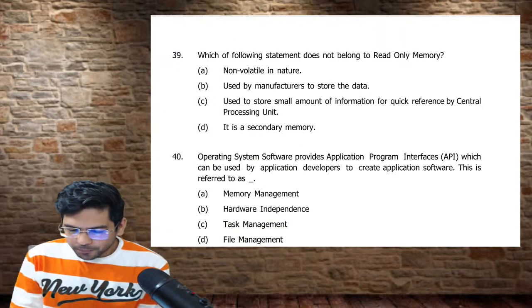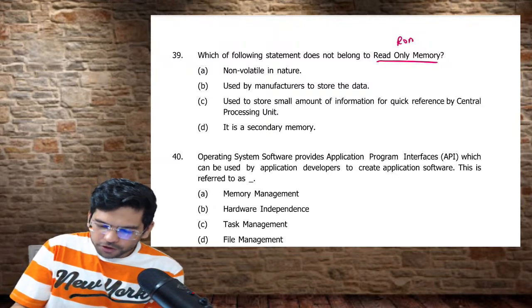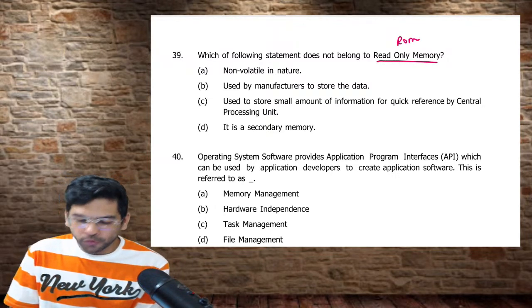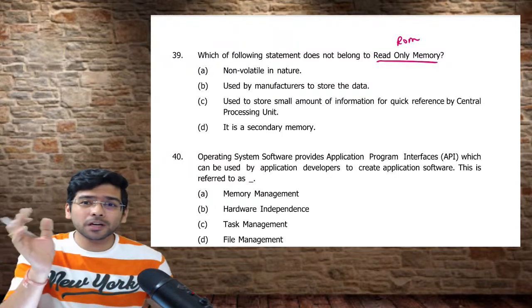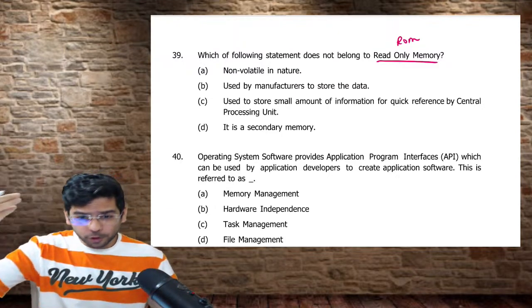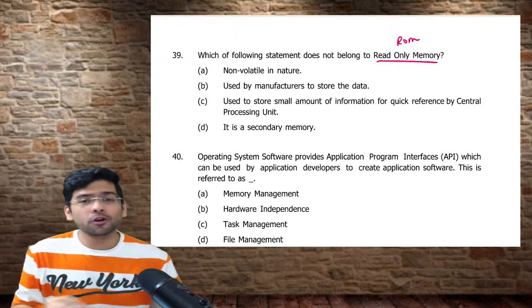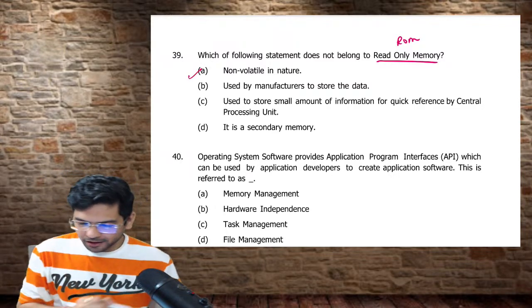Which of the following statements does not belong to read-only memory? That means ROM. Before I dive into the topics, guys, let me just remind you that primary memory consists of RAM as well as ROM. So this topic is with respect to ROM. So ROM is non-volatile in nature. That means the information stored there is permanent. This is correct information.